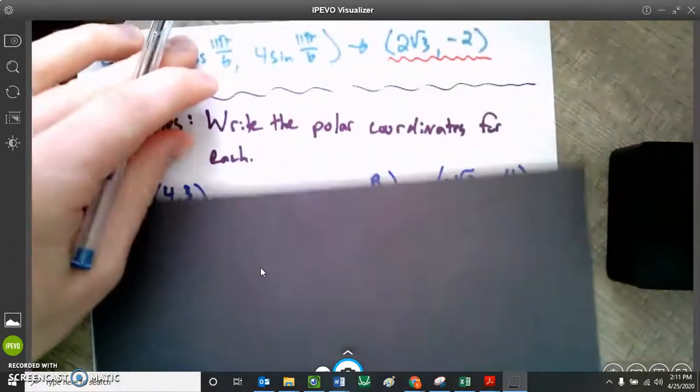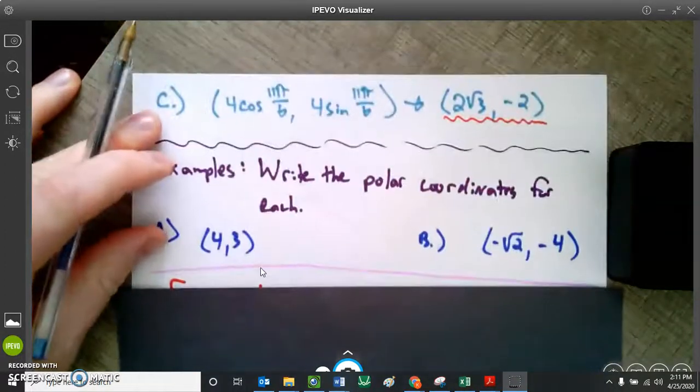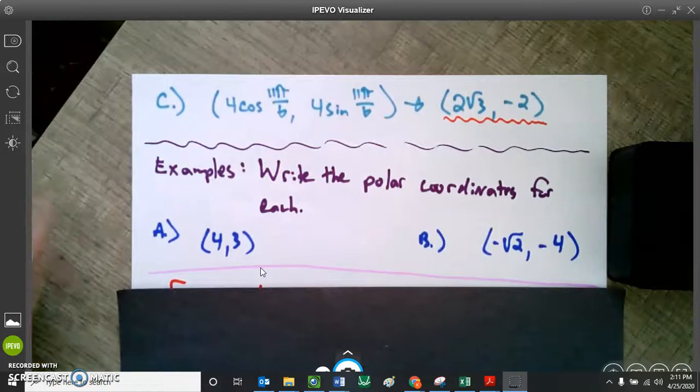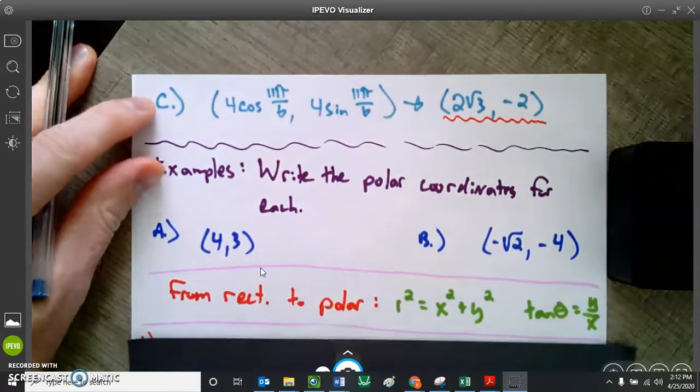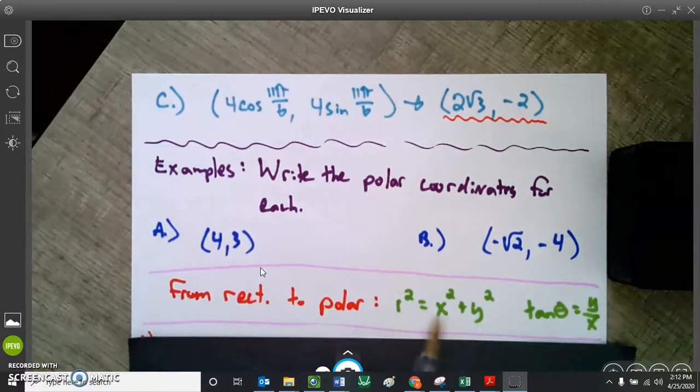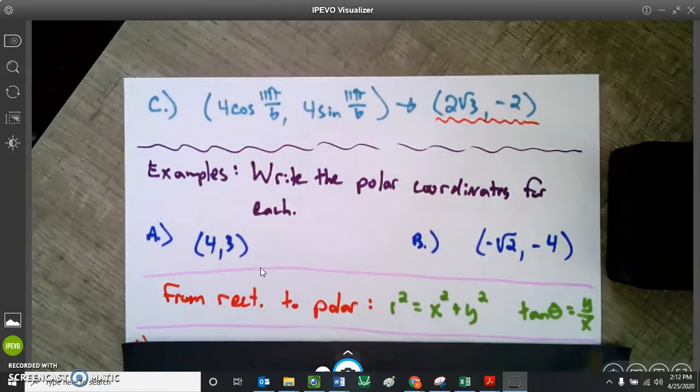What if I gave you the points already in rectangular form and asked you to write them in polar form? That's what we need. So we need those other two little formulas that we went over, those relations that relate the two. One of them came from the Pythagorean theorem, one of them came from SOH CAH TOA. If we have x and y, I can just jam them in here and figure out what r is. And if I have x and y, I can figure out what theta is.